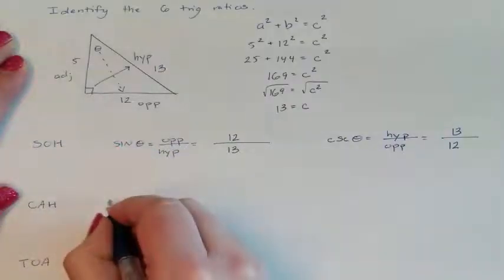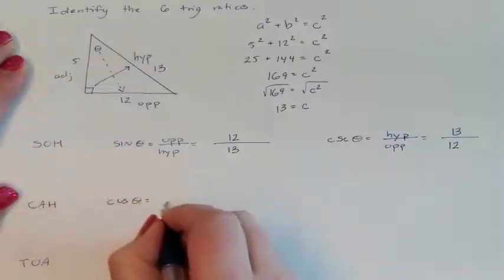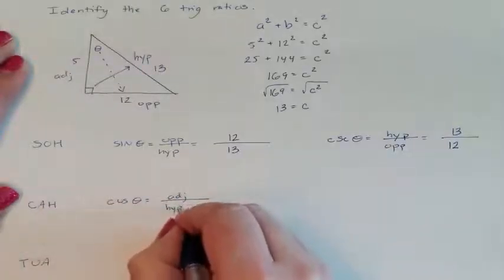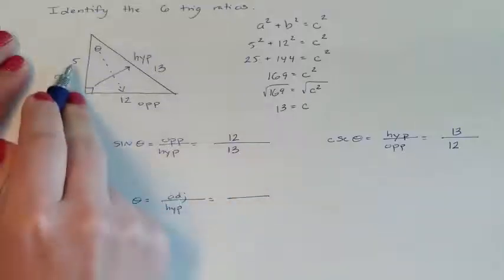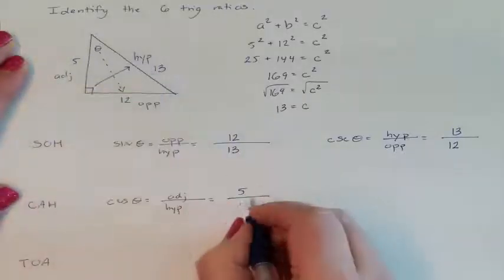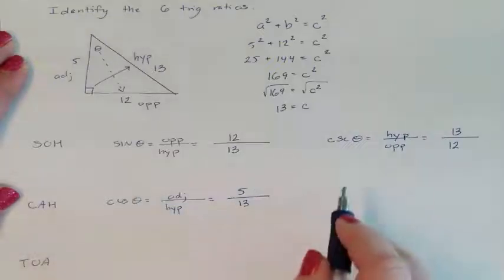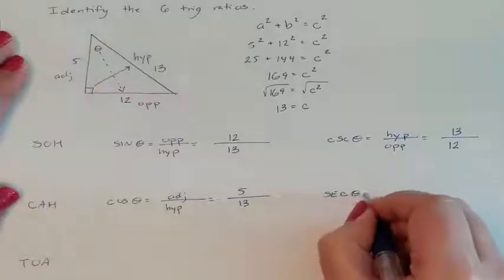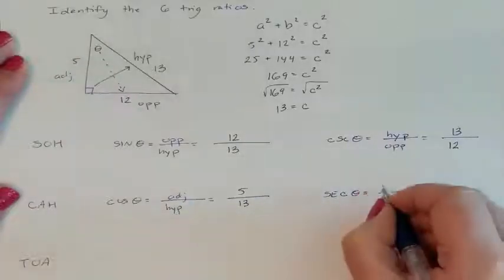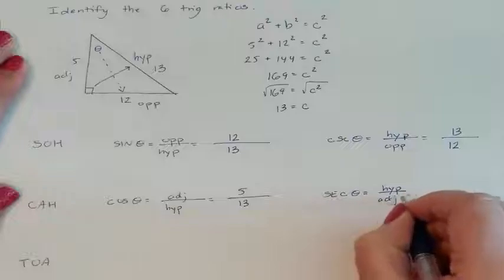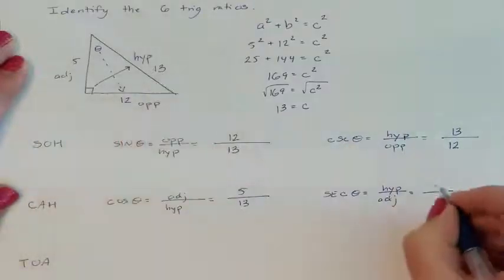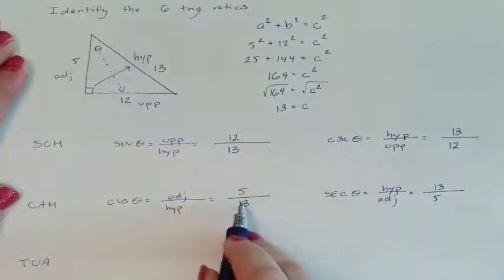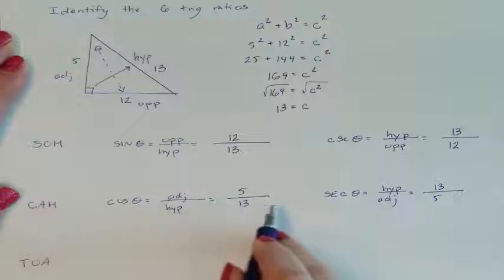C stands for cosine of the angle theta. This CAH represents adjacent over hypotenuse. Adjacent is the 5. Hypotenuse is the 13. It also has a reciprocal fraction. Cosine's reciprocal is secant of the angle theta. If I reciprocal this, it is hypotenuse over adjacent. The hypotenuse was 13. The adjacent was 5. And I notice it's also the reciprocal of the cosine's fraction.